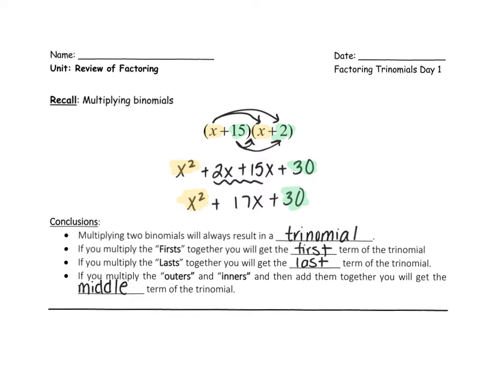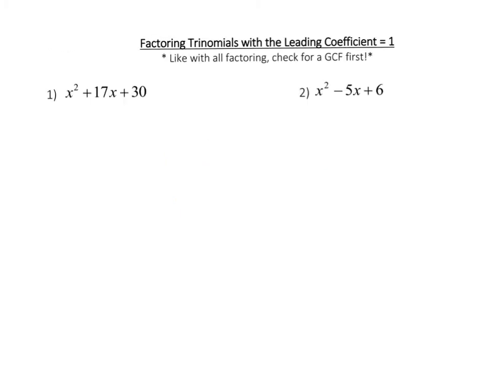So what we're going to work on today is, given this trinomial, can we work backwards to get x plus 15 and x plus 2? All right, so now what I'd like to do is the reverse. I'd like to factor trinomials with specifically a leading coefficient of 1. What I mean by a leading coefficient of 1 is that the number in front of the x squared is in fact a 1.